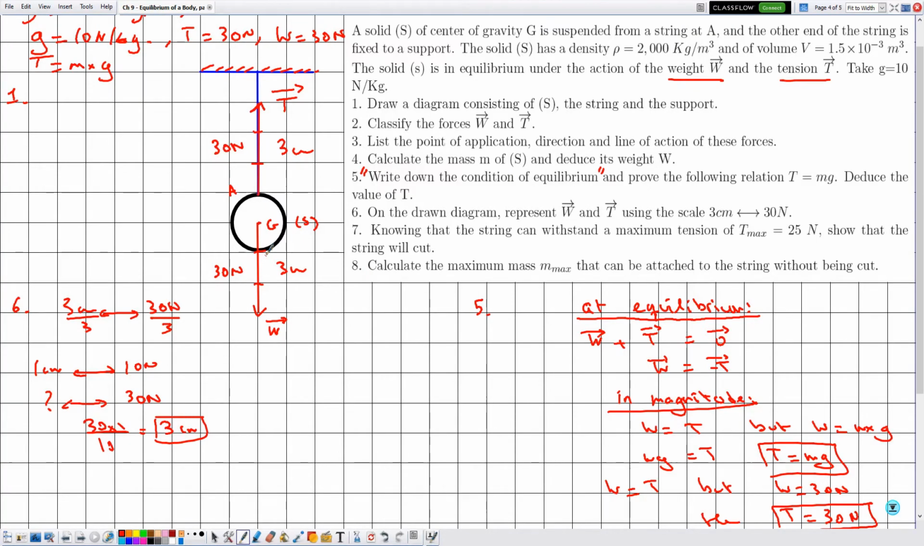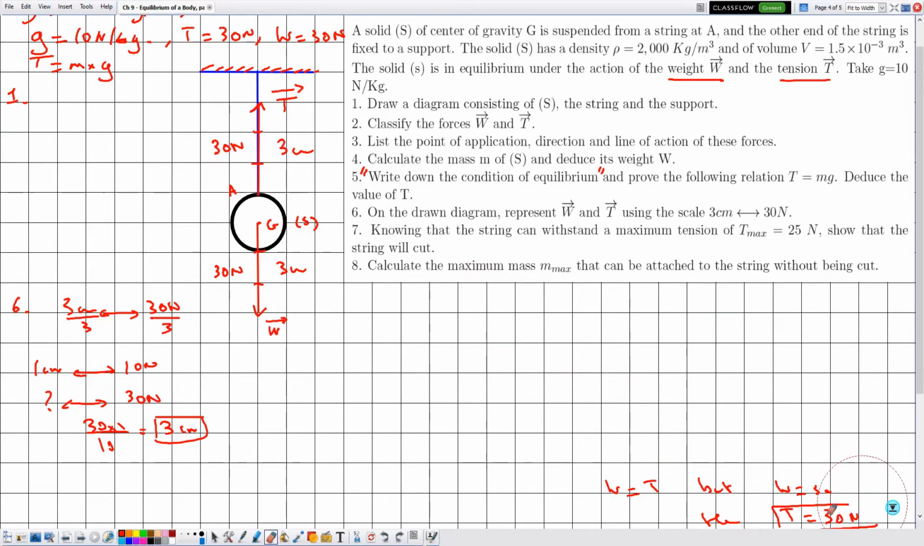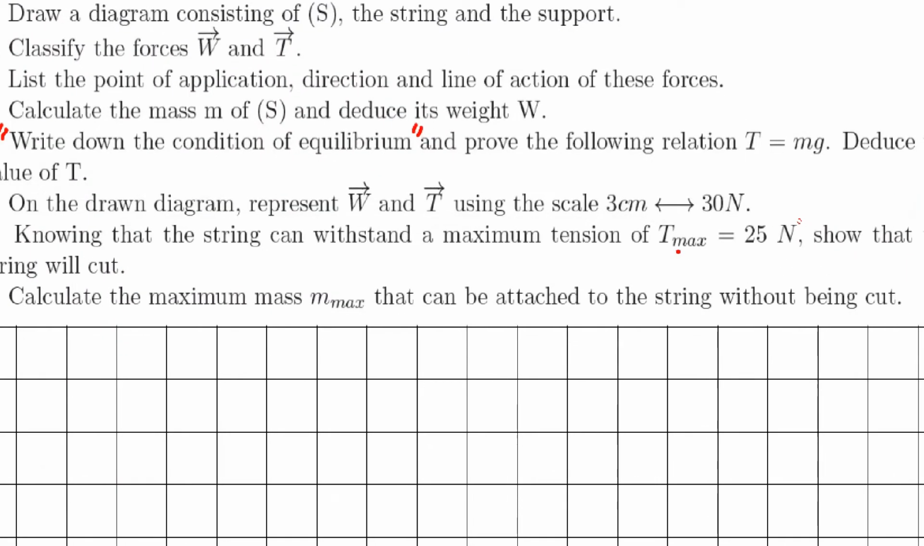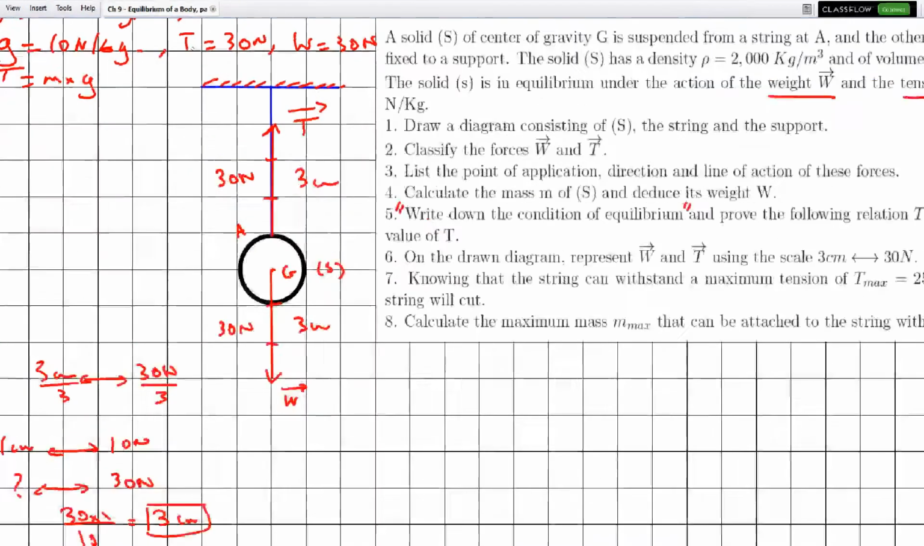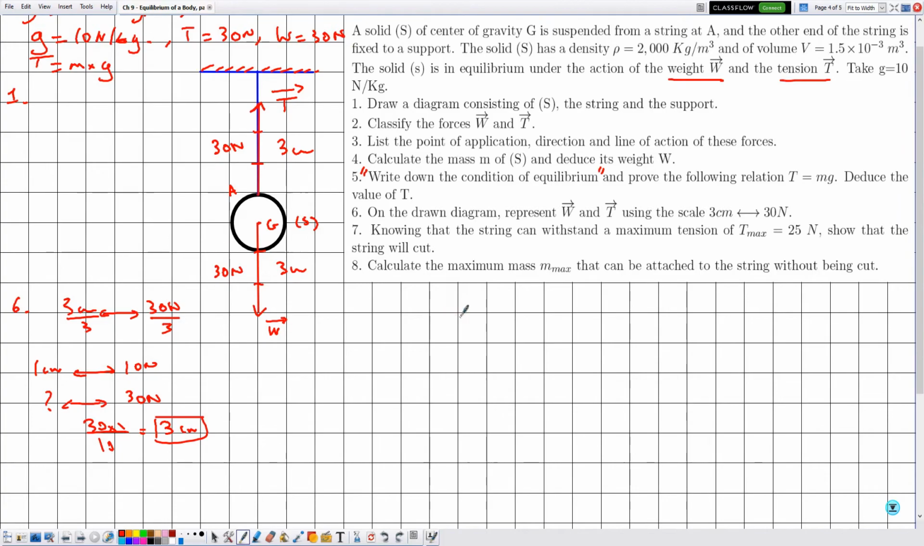Now in number 7 they are telling us, knowing that the string can withstand a maximum tension T max of 25 newtons, show that the string will cut. So how come the string will cut? We have T max, whereas the tension due to this weight will be 30 newtons. So this can be done by comparison.